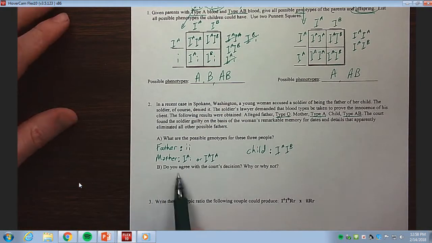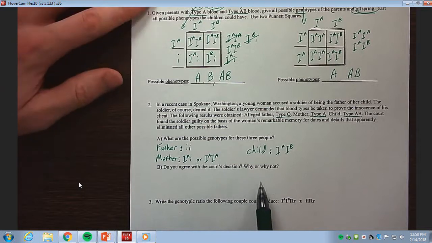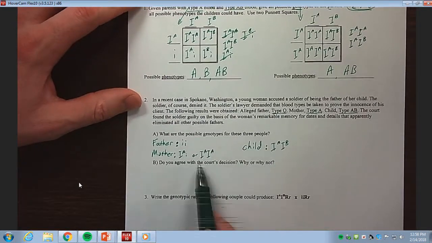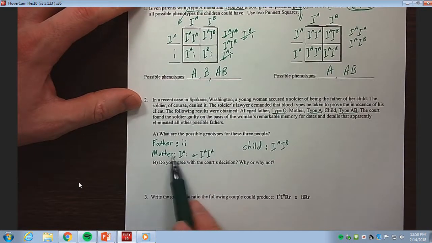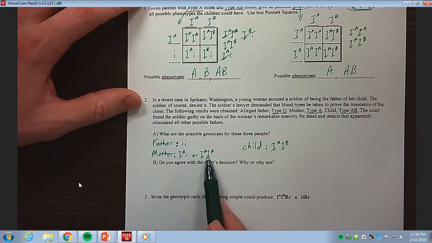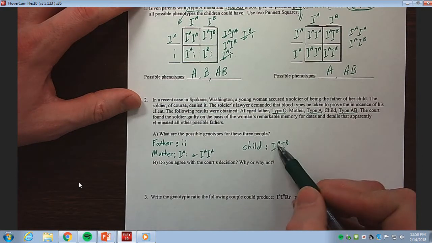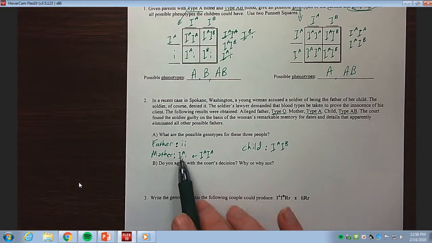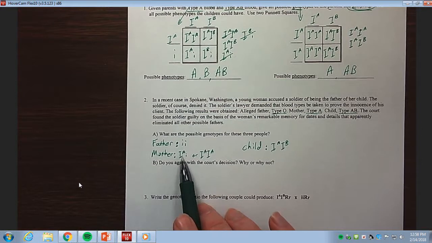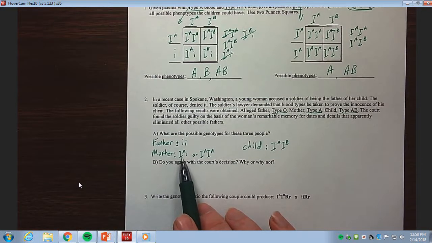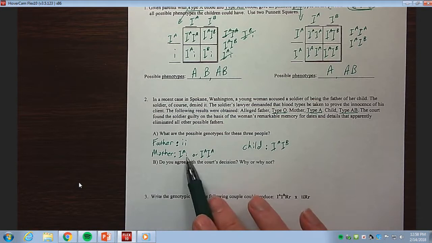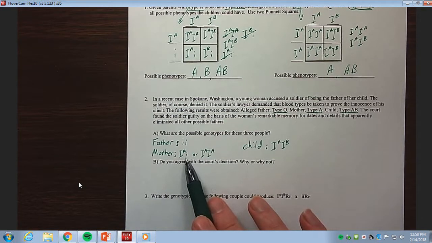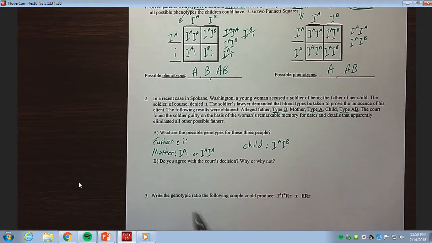So, we have a decision to make. Do we agree with the court's decision? Well, let's tear this apart real quick. So, it's pretty obvious that the IA allele came from the mother. So that one is taken care of, right? It doesn't matter what genotype she was. We know for sure she had at least one of these alleles to contribute. And we know the child doesn't have any lowercase, so that one doesn't matter either.